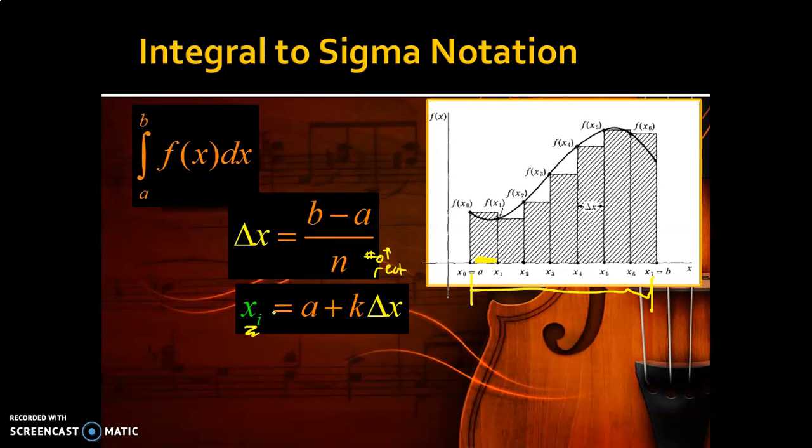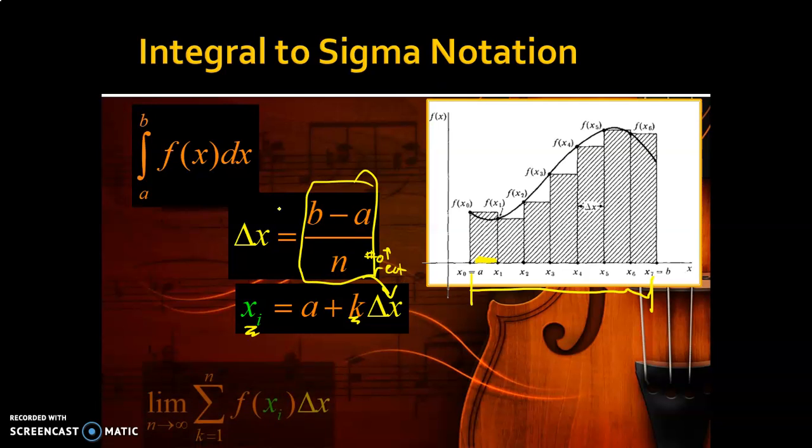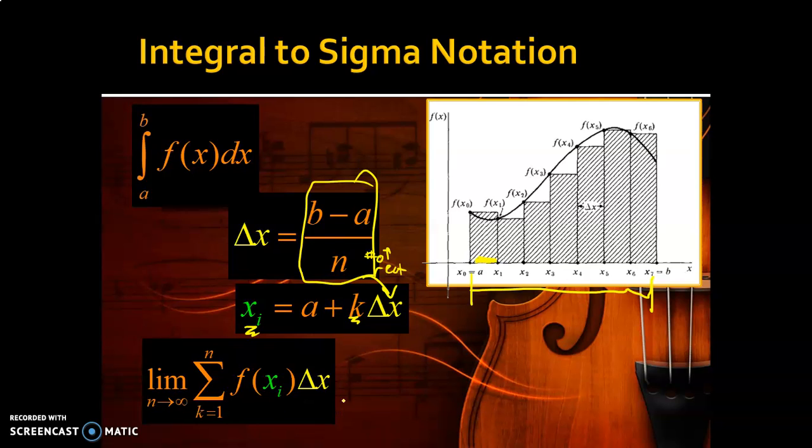Then you're going to have x sub i, which is basically just an x value. And it's going to change as k changes. But the way to find x sub i is just take a, which is your lower limit, and then you're going to do k times this formula. So you're really just going to plug in b minus a over n for delta x. And then you're just going to plug everything into your sigma notation equation.